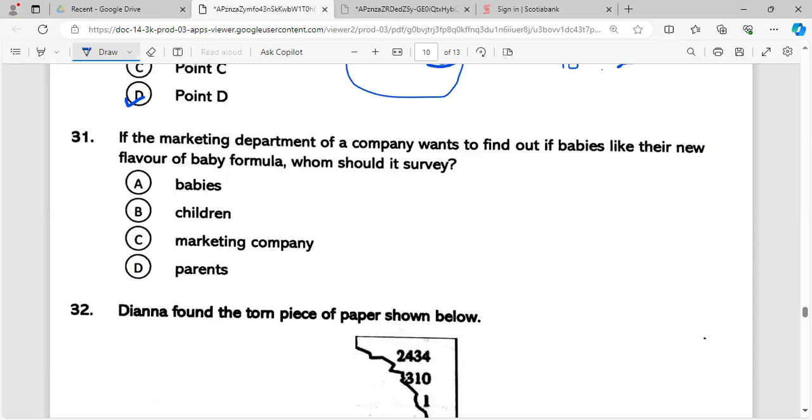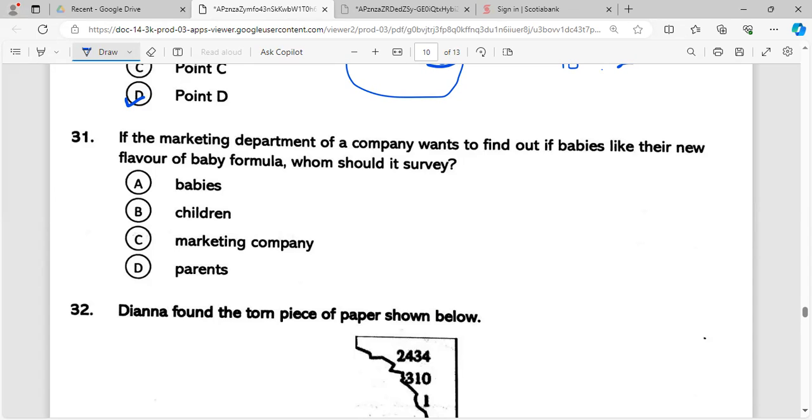If the marketing department of a company wants to find out if babies like their new flavor of baby formula, whom should they survey? Baby. The baby. Babies, sir. Babies. Sir, it's the babies. So I'm thinking it's the babies.